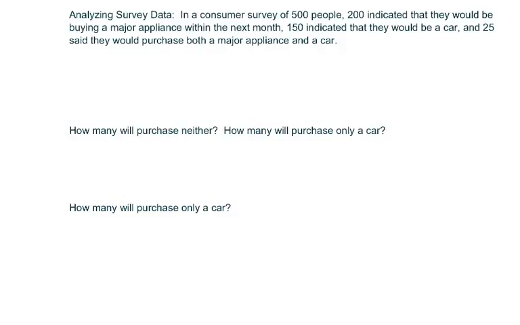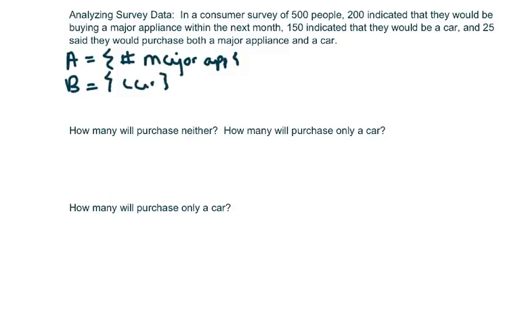Hi everyone, we're going to do 4 word problems analyzing survey data based on the counting principle for sets. In this first problem we have a consumer survey of 500 people whereby 200 indicated they would buy a major appliance. So I'm going to let set A be equal to the number that buys the major appliance. And then 150, that's going to be for the car.